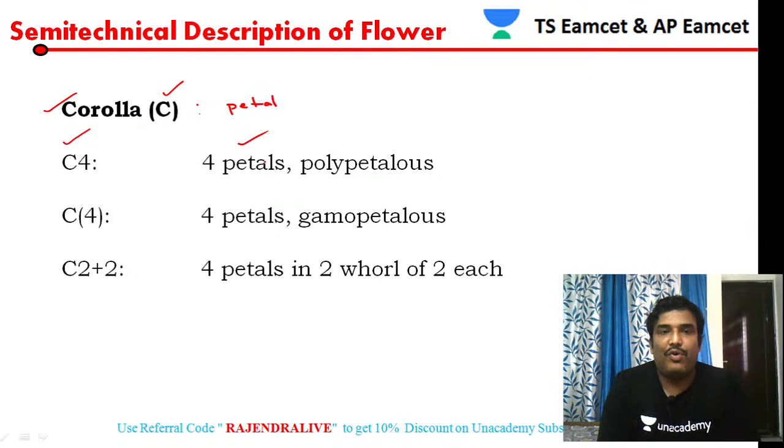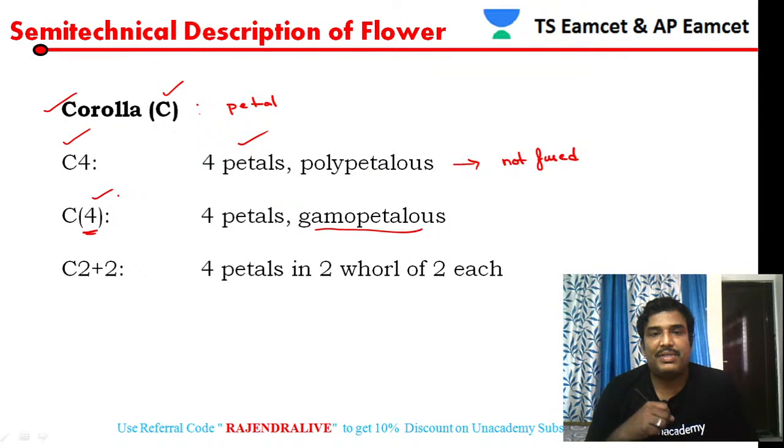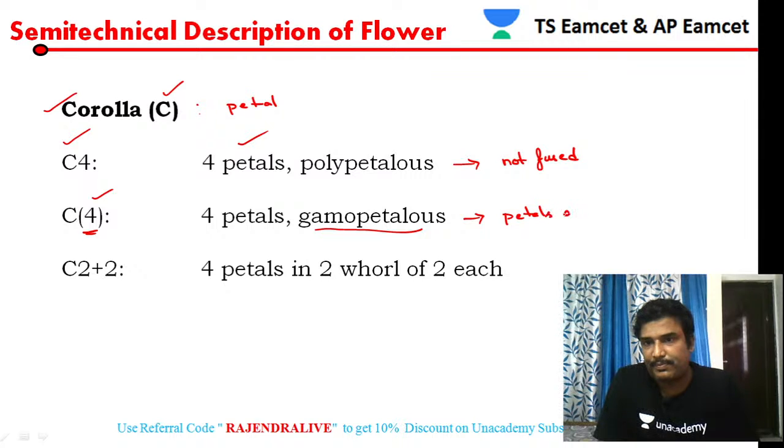So C4 has 4 petals, and if the petals are not fused, or petals are free, such a condition is called polypetalous. In this case, when petals are fused, such a condition is called gamopetalous, and it is represented by a bracket. The bracket represents a gamopetalous condition, clearly mentioning that petals are fused. When petals are fused, it will be kept in a bracket.